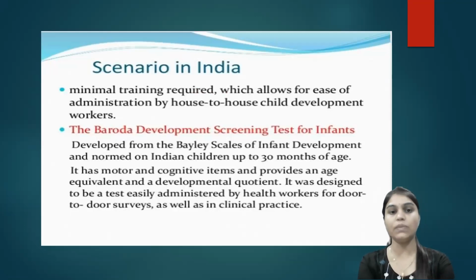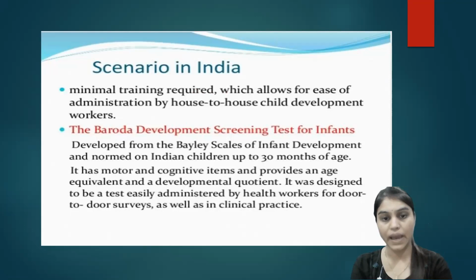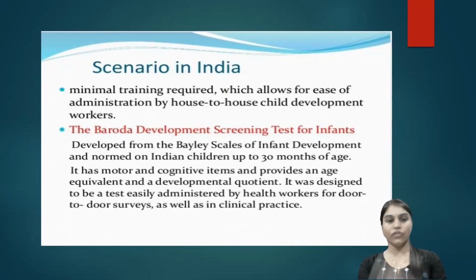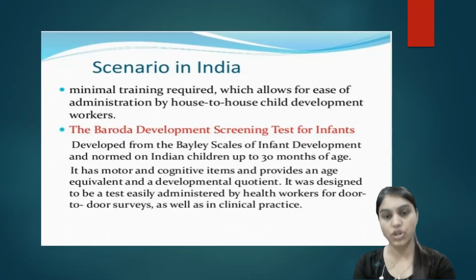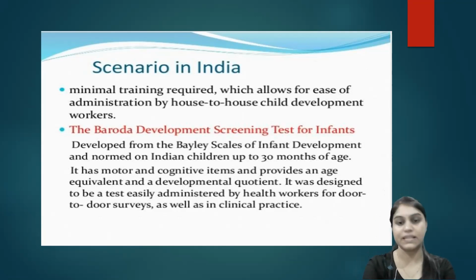Scenario in India, minimal training required, which allows for ease of administration by house-to-house child development workers. The Baroda Developmental Screening Test for Infants, developed from various scales of infant development and normed on Indian children up to 30 months of age. It has motor and cognitive items and provides an age equivalent and developmental quotient. It was designed to be a test easily administered by health workers for door-to-door surveys as well as clinical practice.